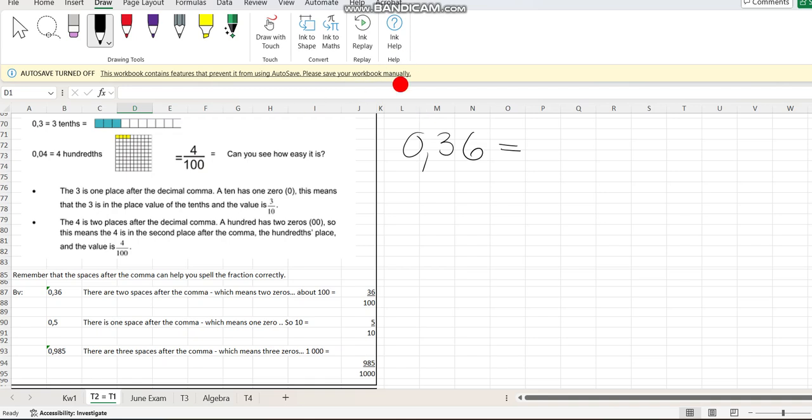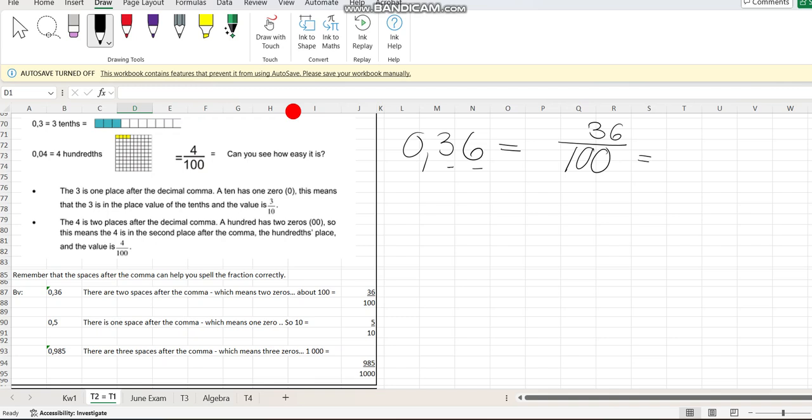0.36. Okay, so how many spaces does it have? You have to put this now in a fraction. So there's one, two spaces. Remember, we add then two zeros, which means that will come on 100. And then we have the numbers which we put on top. But you're not done because you need to give it to me in the most simplified form, the mees vereenvoudigste vorm.